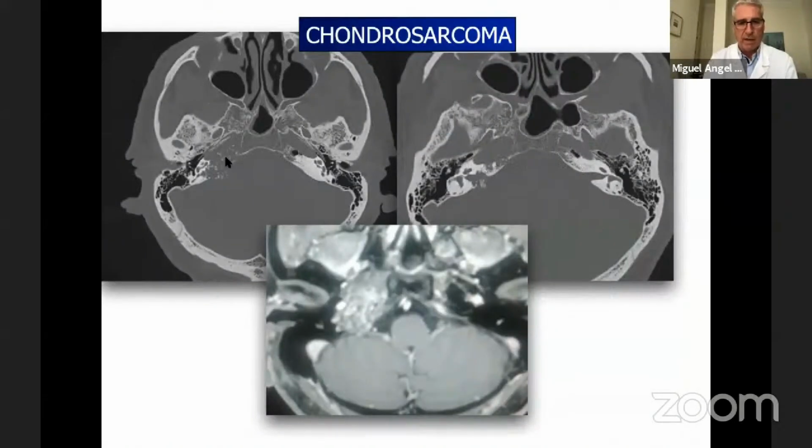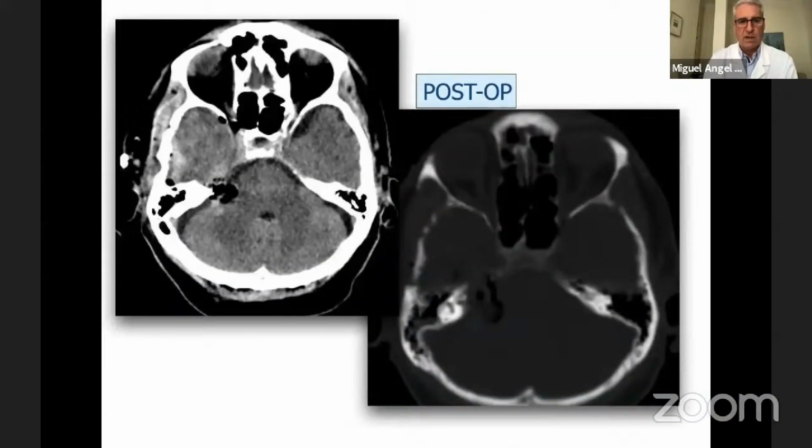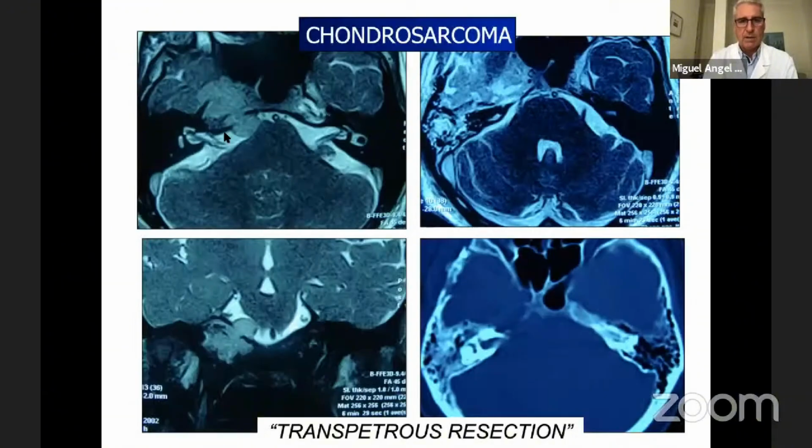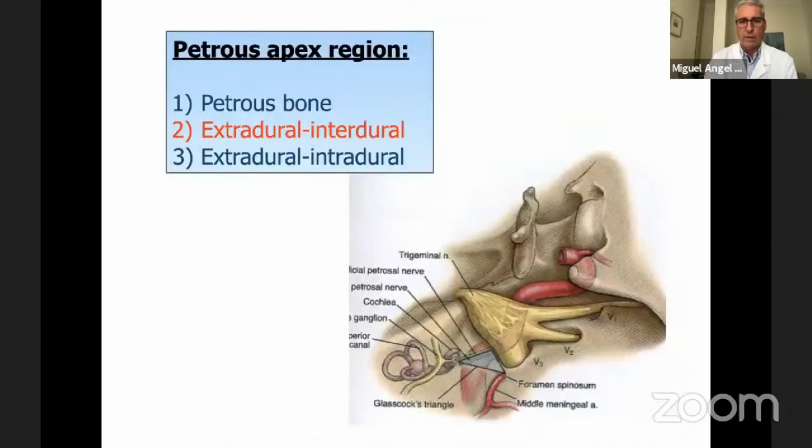Chondrosarcoma is another typical lesion. You can see the CT scan, you can see the MRI, and the way you can do this transpetrous resection, the way we have shown before, following these surgical steps. This is another chondrosarcoma. You can see the moment the lesion is breaking the dura mater and getting inside the CPA angle, and this is after transpetrous resection, removal of the lesion.